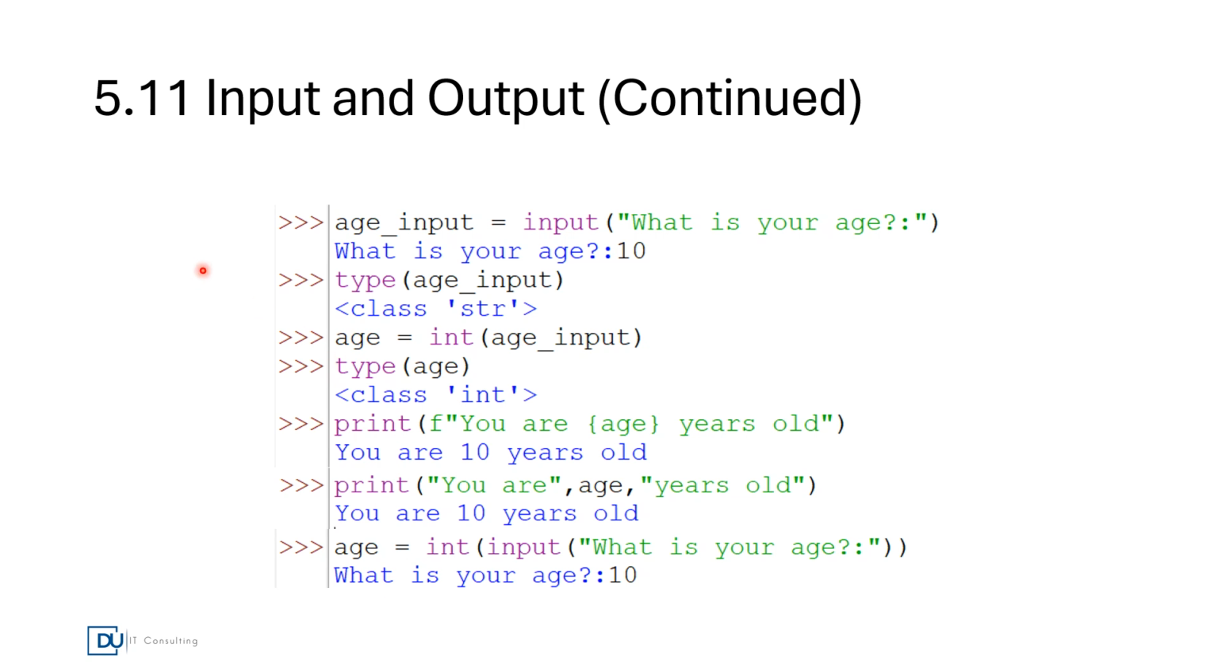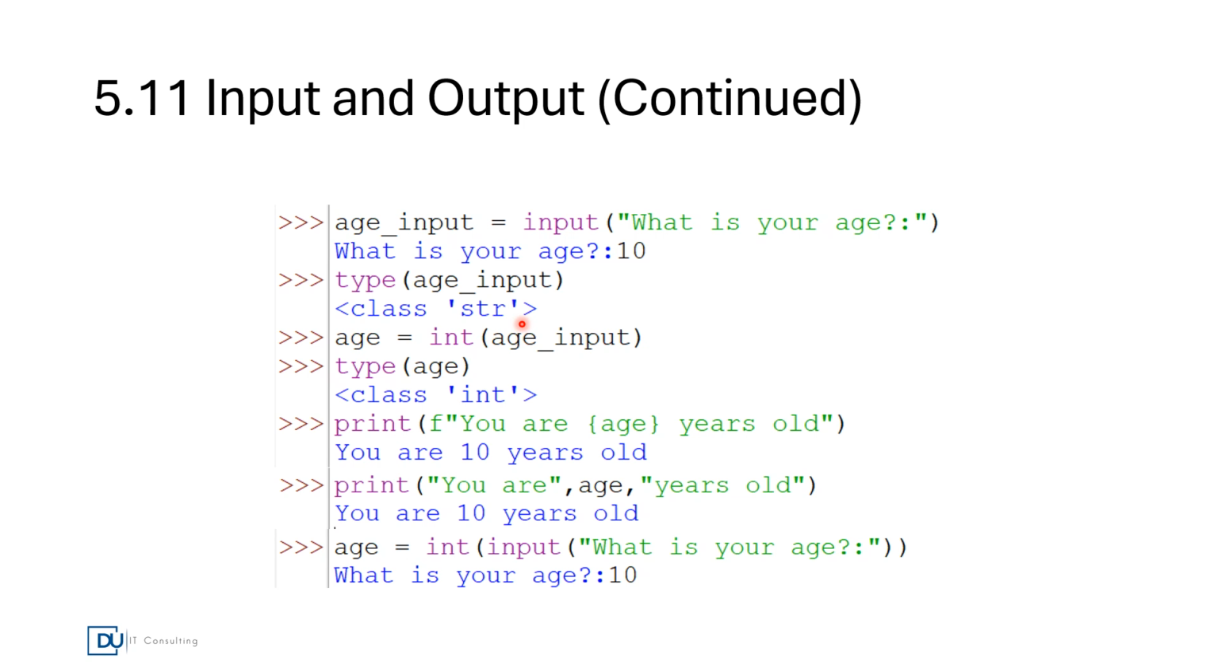Now let's take a look at how we can use input, and we'll also take a look at how to do typecasting. So we have a line written here which says age_input is equal to input, "What is your age". So it prints on the screen what is your age and waits for the user to type in. The user types in 10 and presses the enter key. Now age_input has the value 10, but when you look at the type, it's a string.